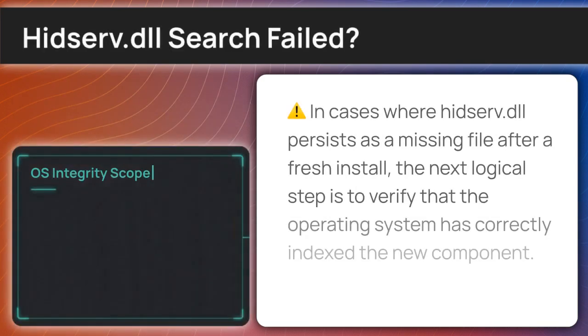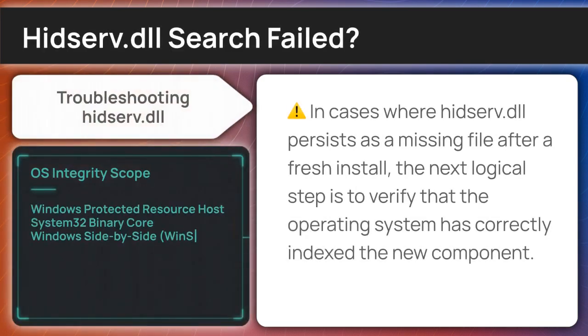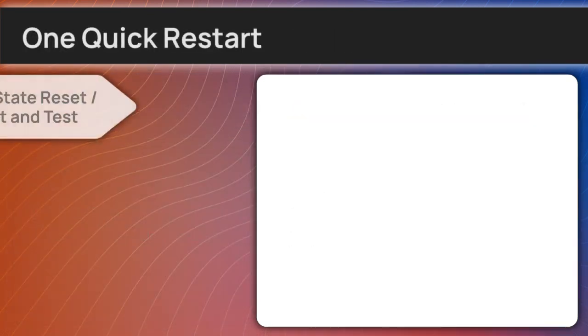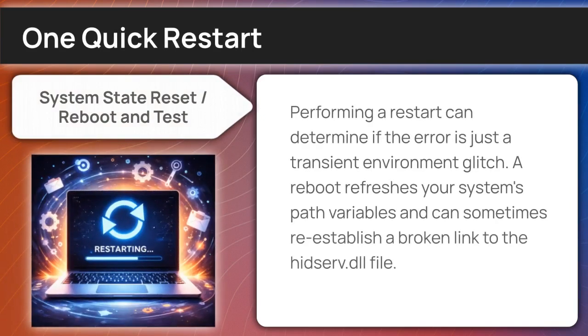In cases where the official installer remains ineffective, we must escalate to a manual review of your system's active runtime state. If your system has been running for an extended period, a reboot might be necessary to resync your background processes and clear any temporary locks on the Human Interface Device Access Service file.